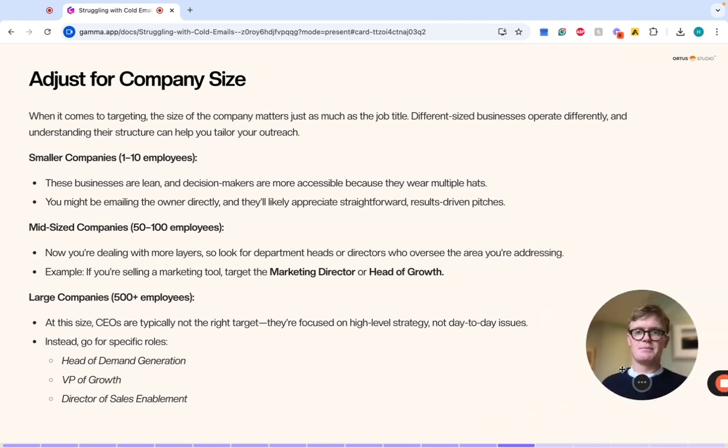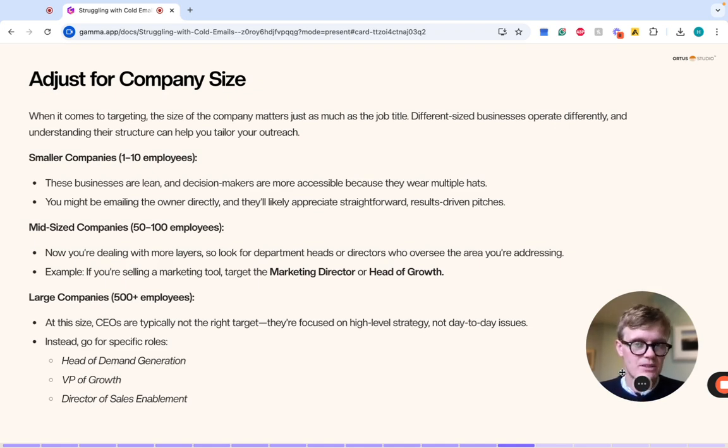And then let's say mid-sized companies, so that's 50 to 100 employees. Ultimately, obviously you're now dealing with more layers. So you want to look for department heads or directors who oversee areas you may be addressing. For example, if you're selling a marketing tool, you should probably be targeting the marketing director or head of growth.